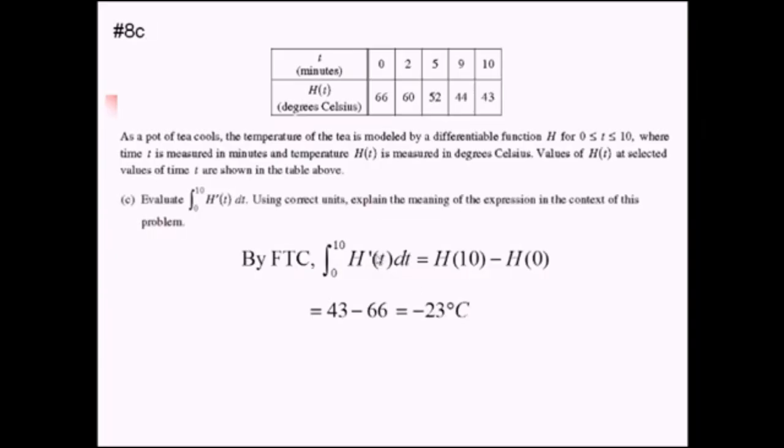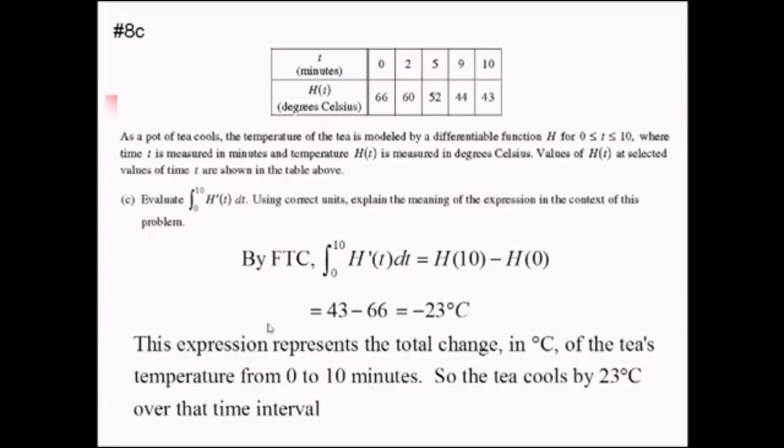H prime was the rate at which the temperature was changing, so if you integrate that, you get the total change in temperature. So just to write out what this actually means, this is the total change in degrees Celsius of the tea's temperature from 0 to 10 minutes. So you had to get the total change in there, you had to put your units, degrees Celsius, and again you had to specify that this was from 0 to 10 minutes, because the total change is going to change depending on your time interval. And then I added this little extra bit about the tea cooling by 23 degrees Celsius over the time interval. This last bit probably wasn't necessary, but just to confirm the kill, so to speak. But definitely you need the 0 to 10 minutes there.